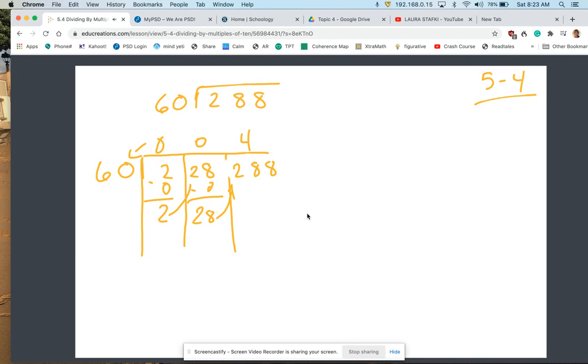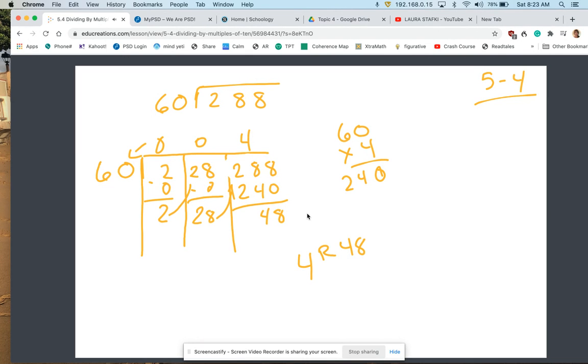4 times 60, 4 times 0, so I can go like this and write it out, is 0, and 6 times 4 is 24. So my answer is 240. So then I write it right under and I subtract and I get 48. So my answer is 4, remainder 48.